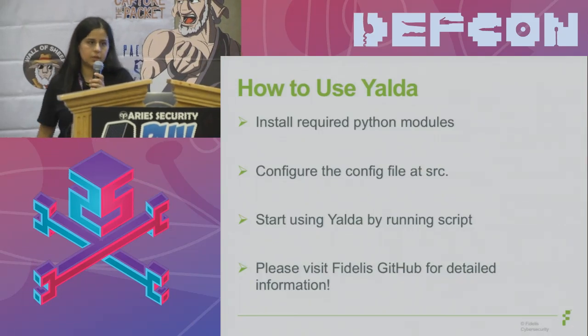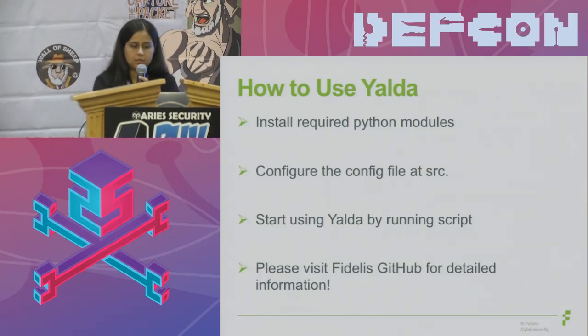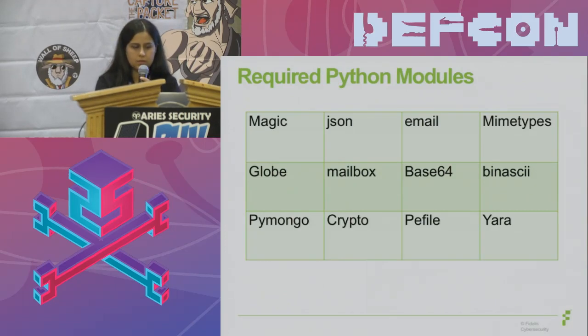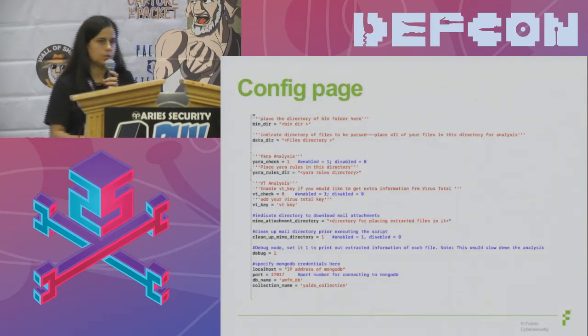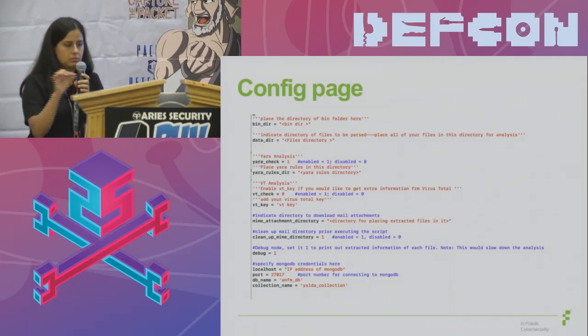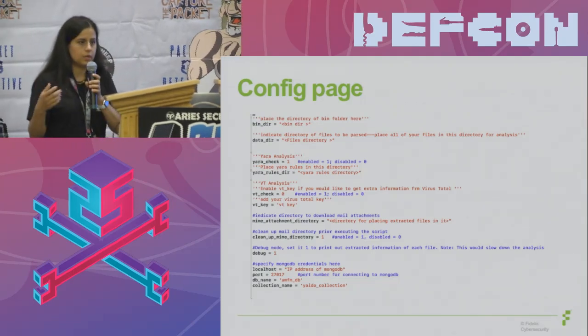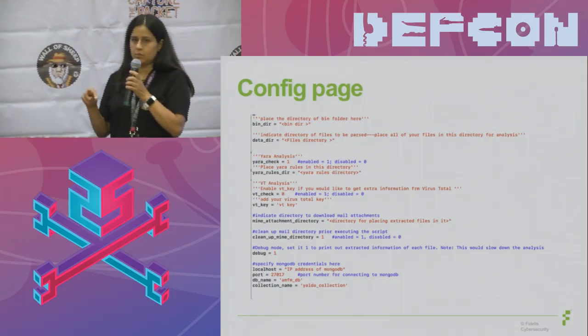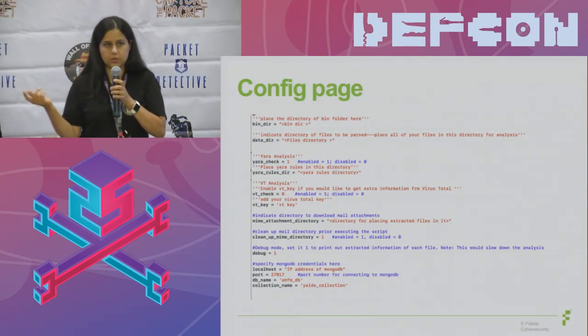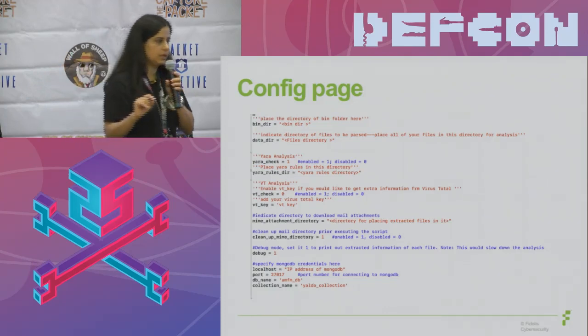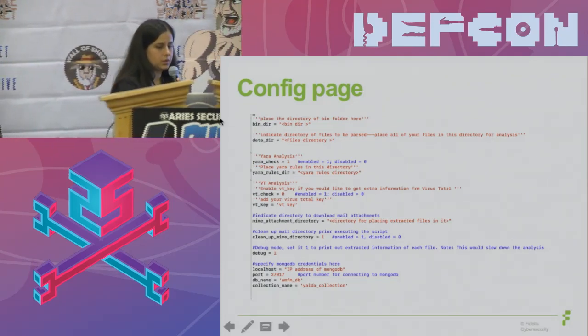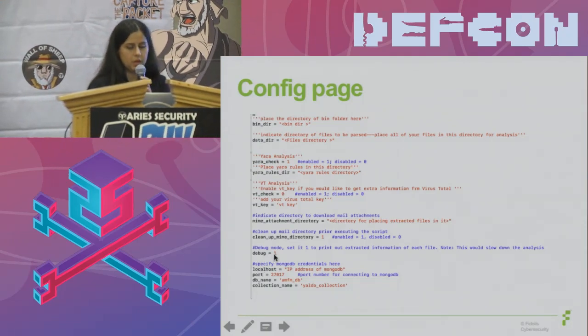You would need to install the required Python modules, and these are the Python modules that you would need. And this is the config file. You just open it and start adding the directories that you want, or enable or disable options. If you don't want VirusTotal information, or you don't want a Yara rule to be applied, you can set it to 0 to disable it. If you want a printout, you can set debug to 1, or make it 0. And of course, because I'm using MongoDB, you would need to have MongoDB installed and specify the criteria that you're looking for.